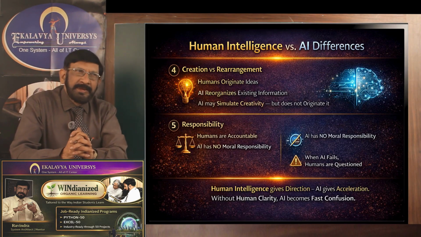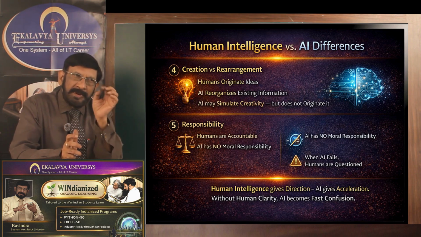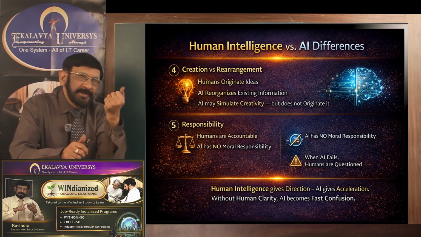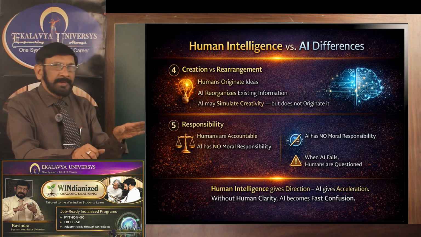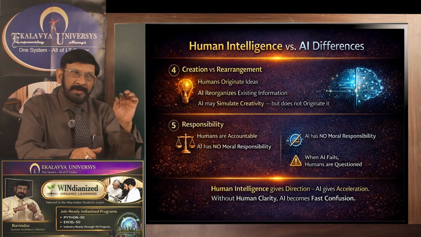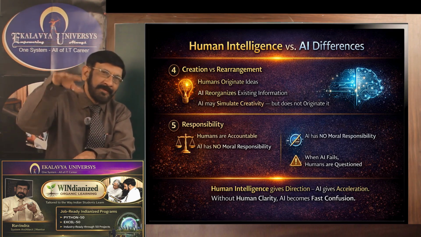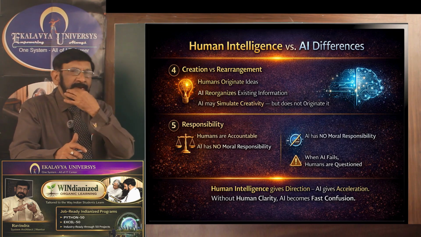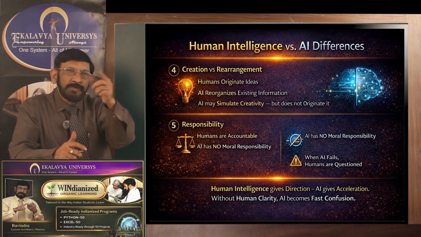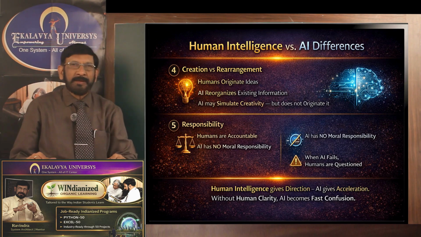The fourth one is creation and rearrangement. Humans originate ideas and they have creativity. Using creativity, they can develop many things. As far as AI is concerned, there is no creativity at all. AI may simulate creativity. You feel that AI has creativity, but that is not creativity. It simulates whatever humans have developed using their creativity. That point you have to understand.